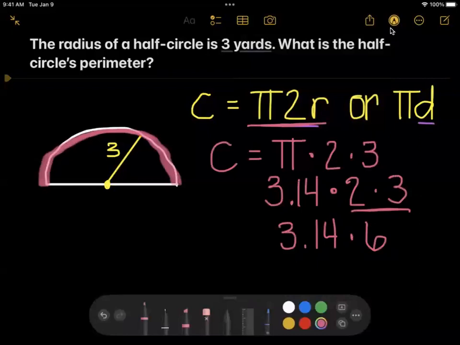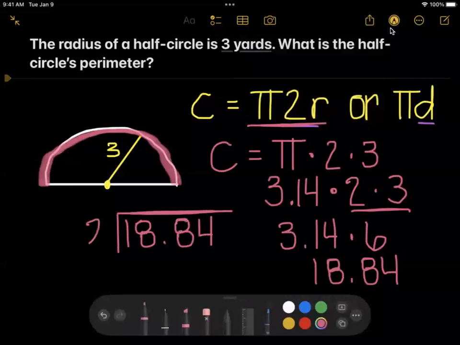You can do it by hand or on a calculator, but either way, you're going to end up with 18.84. Okay, so that would be the circumference of the whole circle. But we're dealing with half a circle. So let's take that 18.84, and we're going to divide it by 2. That would give us what it would be divided in half. Again, you can do that by hand or with a calculator, but either way, you should end up with 9.42. So that 9.42 is the measurement of the arch of our half circle.